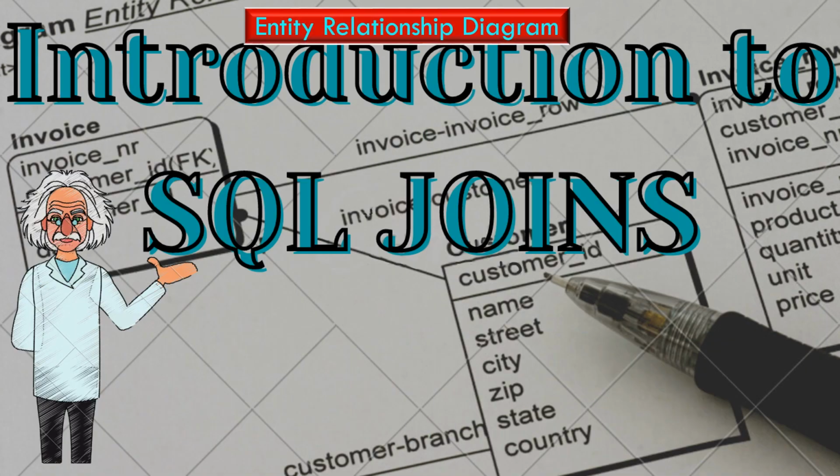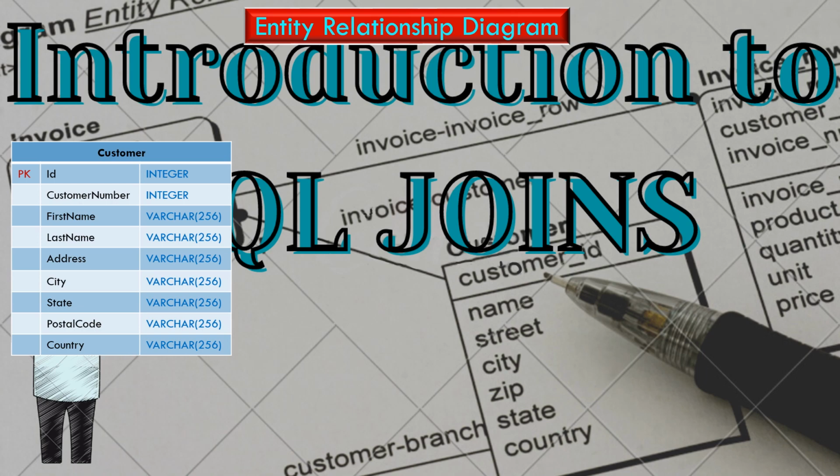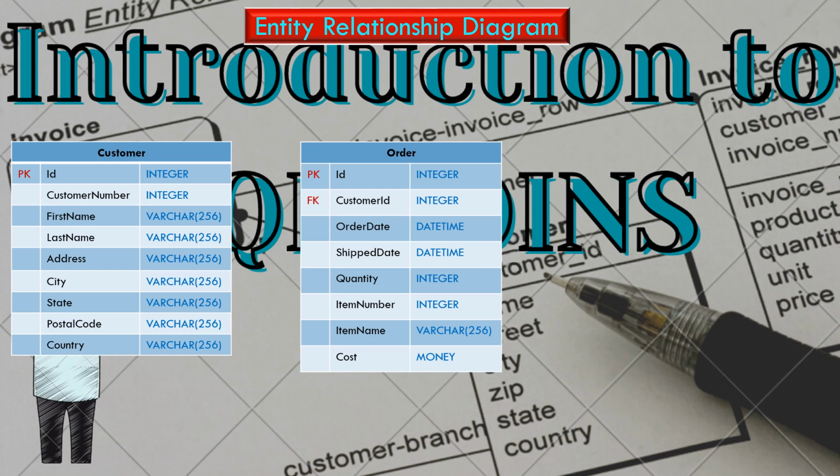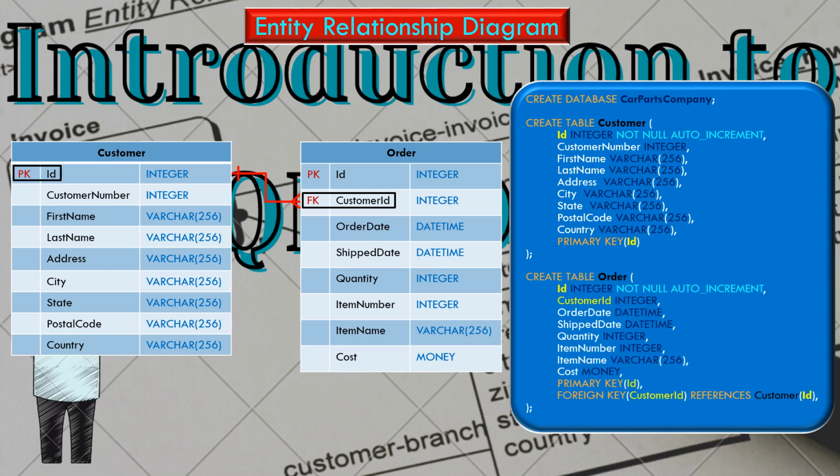For this example, we will create an entity relationship diagram that represents a car parts company database. First, we will create a customer table that contains customer information and an order table that contains information about the customer's orders. The order table will reference the customer table by using a one-to-many relationship, also known as crow's foot notation. To do this, we will create a foreign key named customer ID in the order table that references the primary key named ID in the customer table. The SQL syntax for the creation of these tables is shown here.